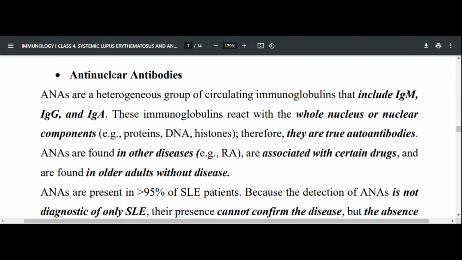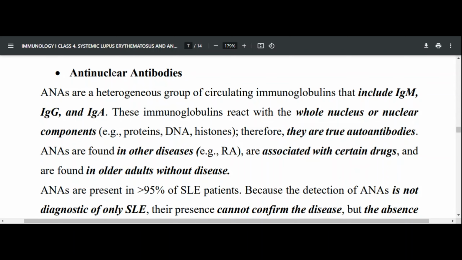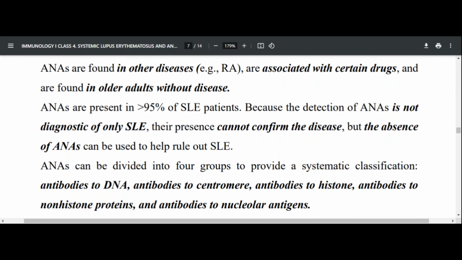Anti-nuclear antibodies are found in other conditions. Apart from systemic lupus, they are also found in other conditions, including, of course, rheumatoid arthritis. And sometimes they have been associated with some drugs. In some older adults, for example elderly people, you find some autoantibodies in their blood without disease, but they are few, and not really high titer to cause problems. In more than 95% of cases of systemic lupus, we find anti-nuclear antibodies.